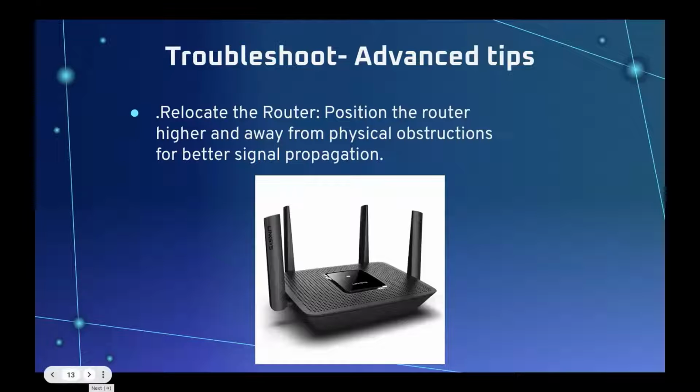You can relocate the router, so physically moving the position of your router higher in terms of height, maybe on a bookshelf or a higher surface, and also away from physical obstructions for better signal propagation. If it's higher up, it's going to have an easier time transmitting those Wi-Fi signals than, for example, if it were on the floor and there are lots of things in the way of the signals reaching your device.